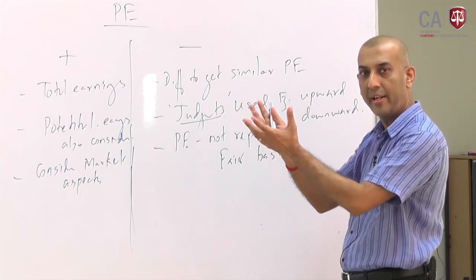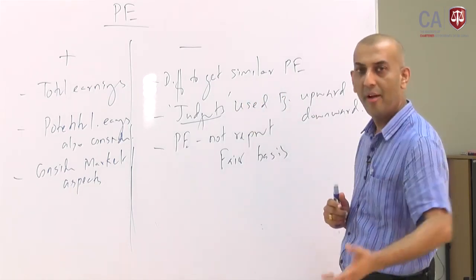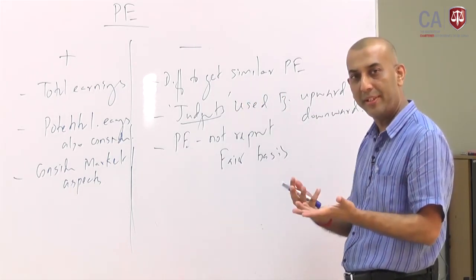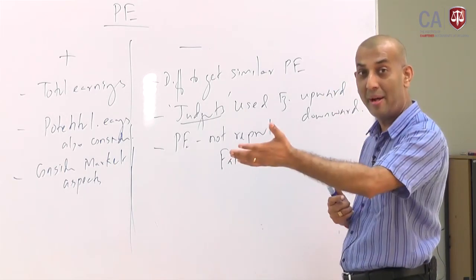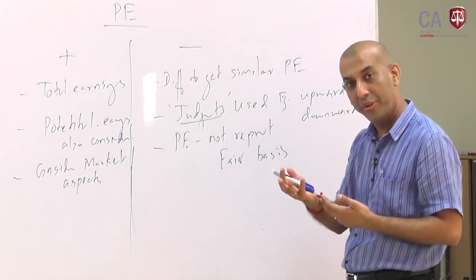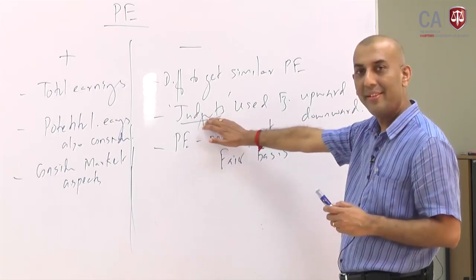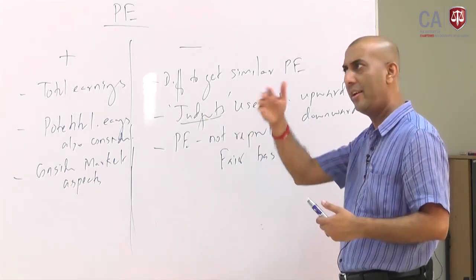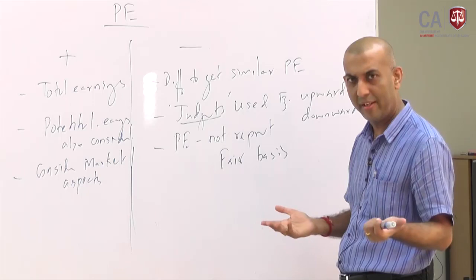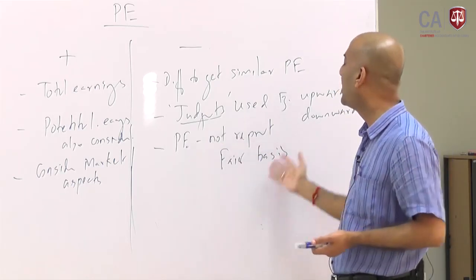If the market PE is 15 times, you need to reduce it. By how much? 10%, 20%, 30%? Similarly, if the market PE is 12 times, you may do an upward adjustment. How are you going to do that? This is simply a judgment, which somebody can make at one level and somebody else at another level. PE does not represent a fair basis.